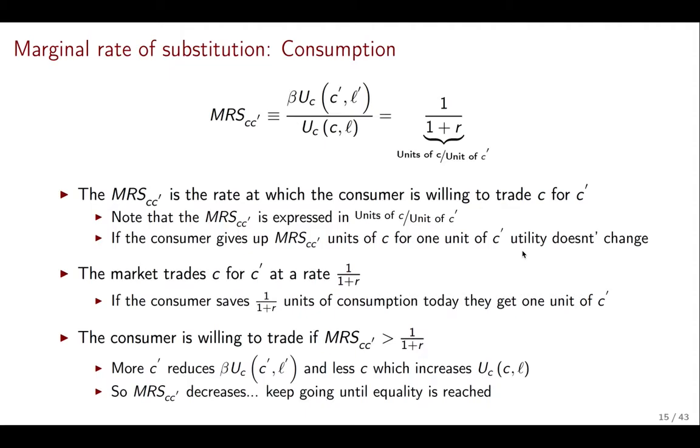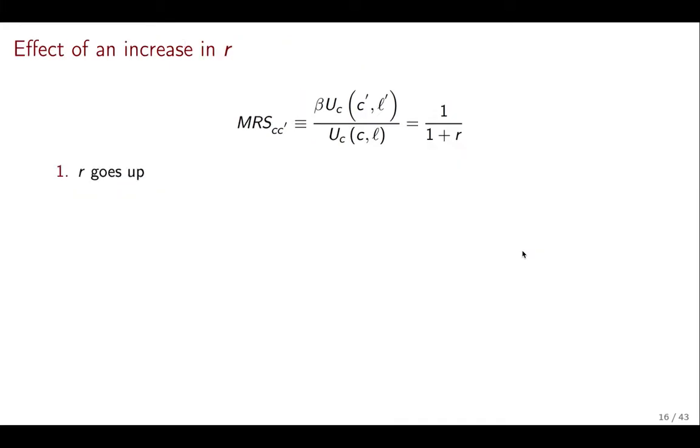Now, as the consumer chooses more and more consumption tomorrow, that's going to reduce the marginal utility of consumption tomorrow. And it's also going to decrease consumption today, which in turn increases the marginal utility of consumption today. So the marginal rate of substitution is going to decrease, and it's going to keep decreasing as long as you keep consuming more tomorrow, up until you achieve equality.